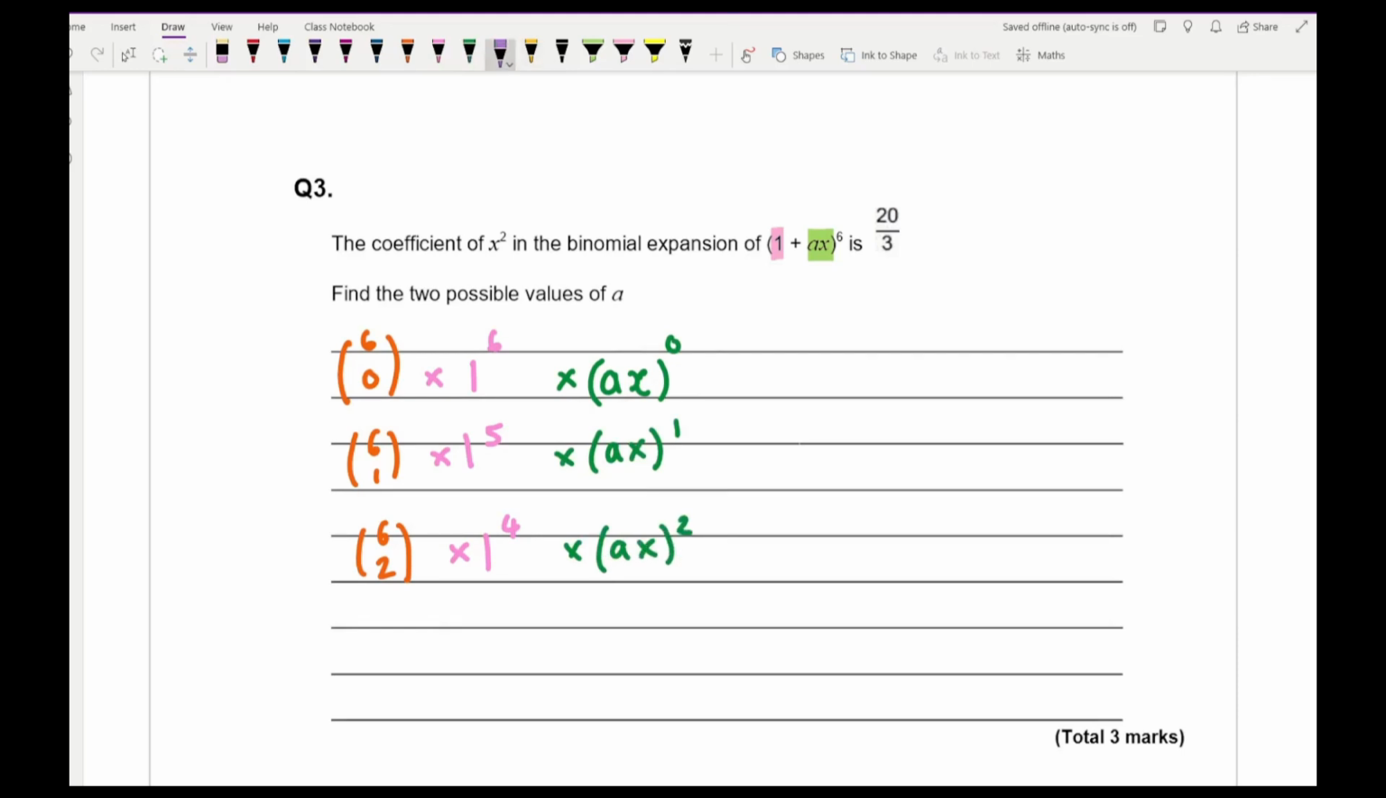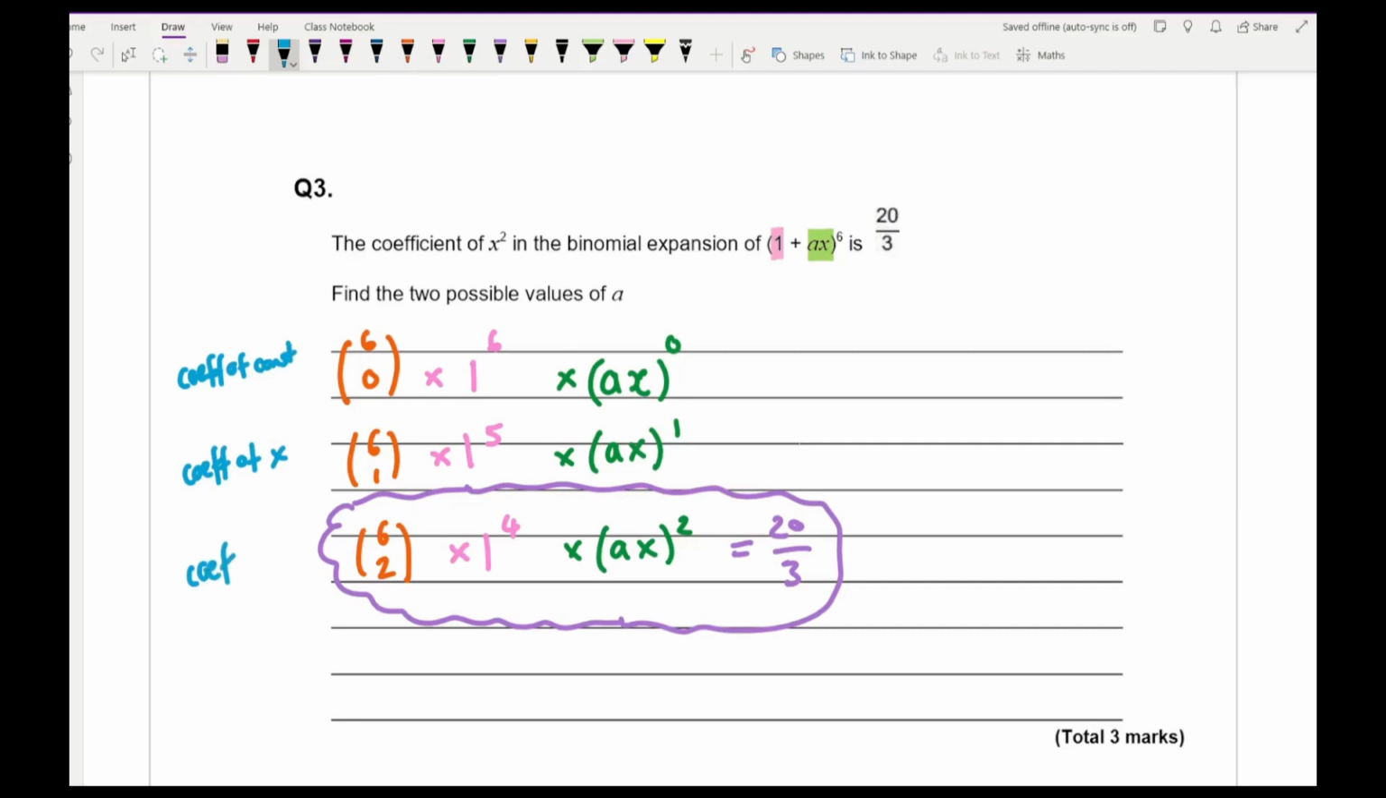Now from the question it tells us that this third term is equal to 20 over 3x squared, and that is what I'm going to be looking for. So again, if you're not sure how to do this, this would be the coefficient of the constant, that would be the coefficient of x, and this will be the coefficient of x squared. So taking this, what do we have? Well, if I just simply type that all into my calculator, I'm going to end up with 15 multiplied by 1 multiplied by a squared x squared equals 20 over 3x squared.